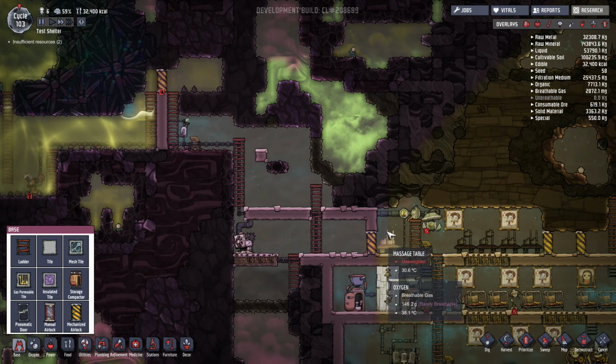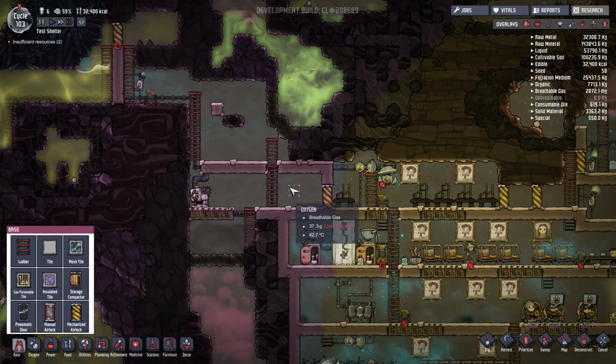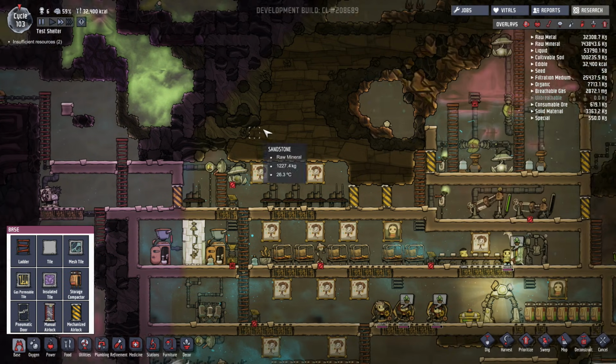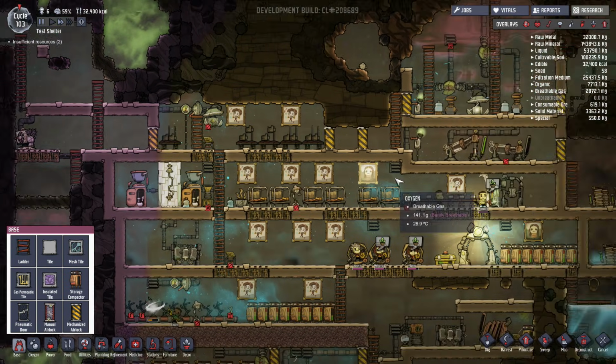So here I have one that maintains oxygen at 146 on this side, and on the other side it's only at 37.3. So this airlock sort of seals off my base from the exterior area, but you can also use it to separate different types of gases.